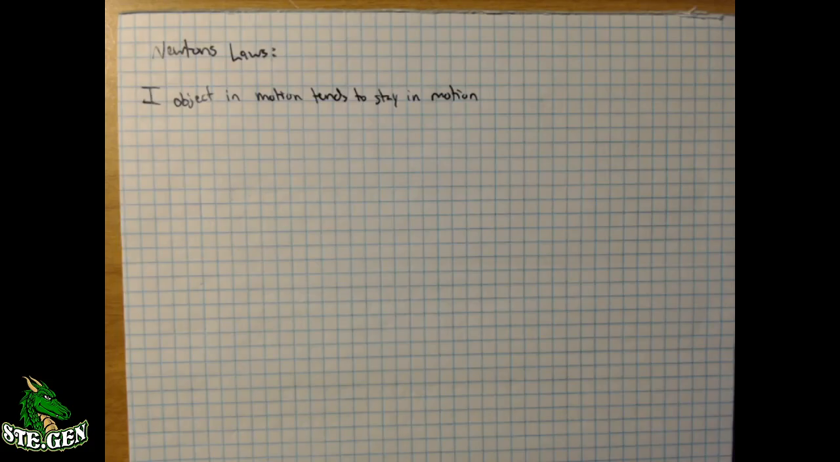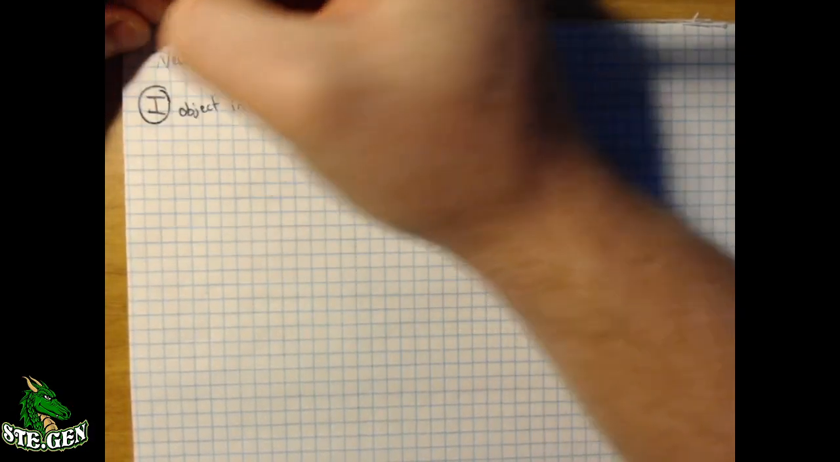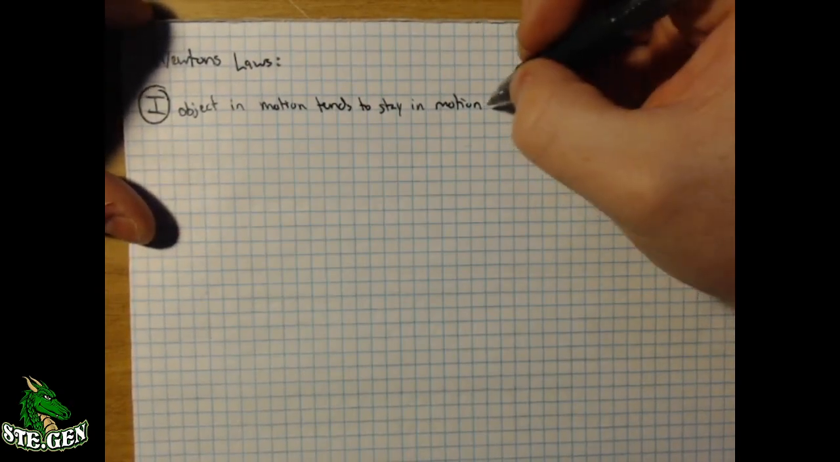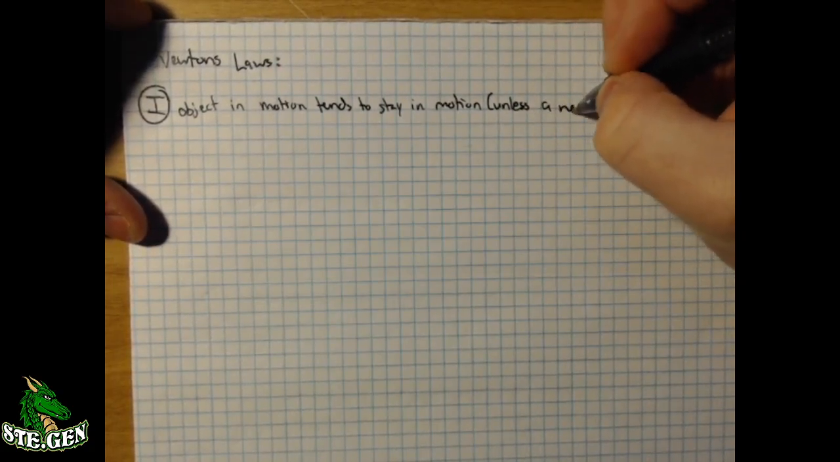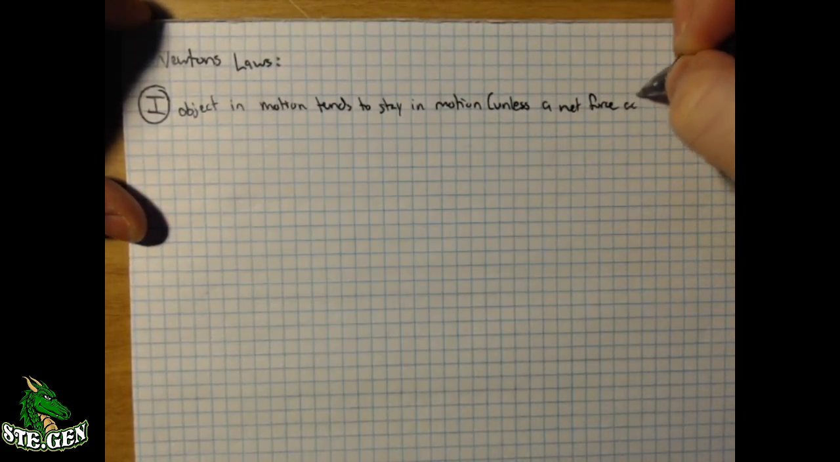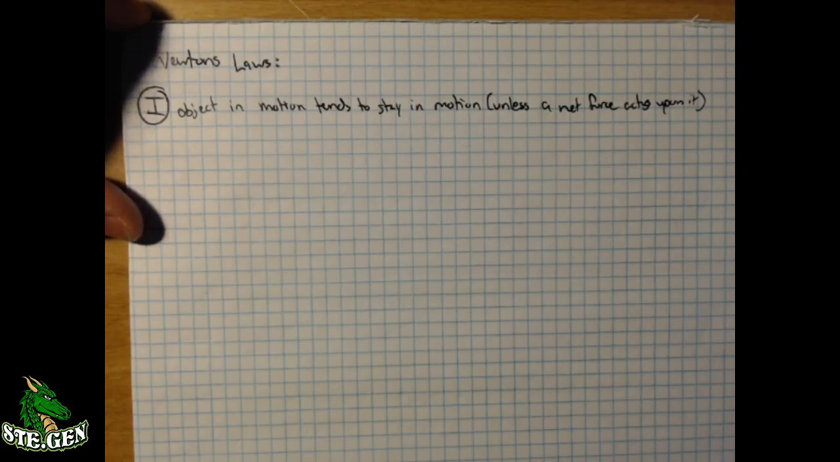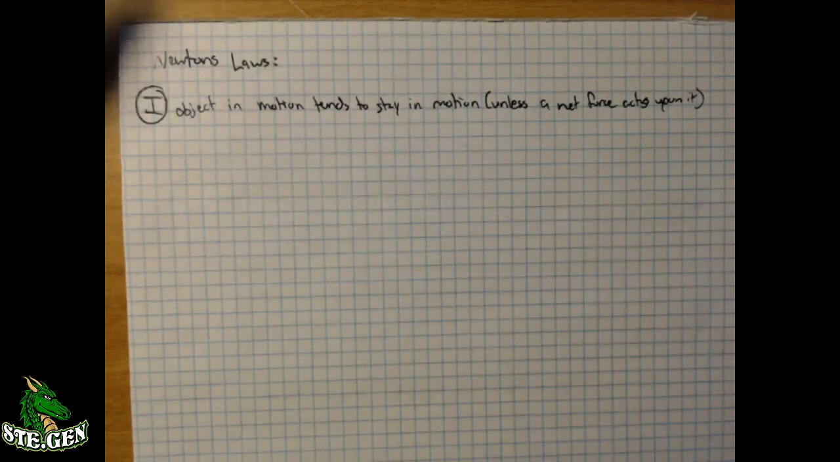The only other key idea is that if we go to the more detailed definition, it says tends to stay in motion (unless a net force acts upon it). So this is just setting us up for most of what we're talking about for the rest of them. This is also referred to as the law of inertia.